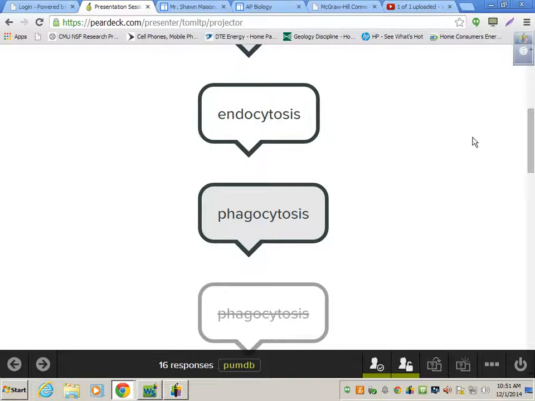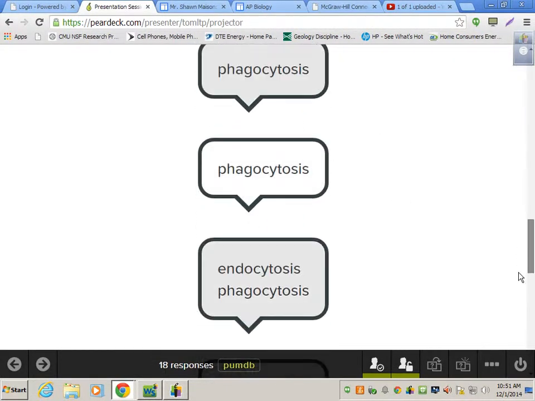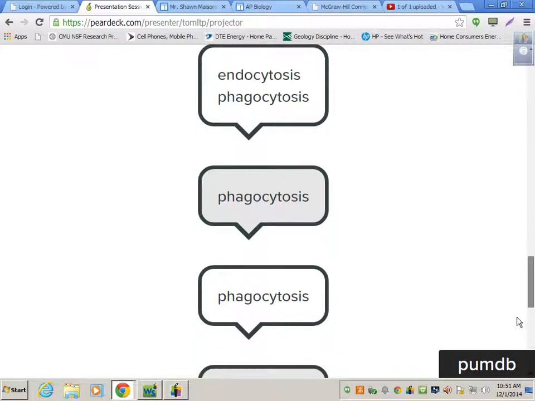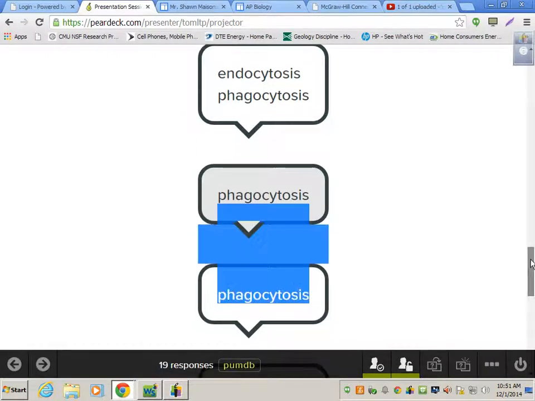Yay! It's a type of endocytosis called phagocytosis. Why is it phago and not pino? Because phago means to eat, right? Pino is to drink small particles.